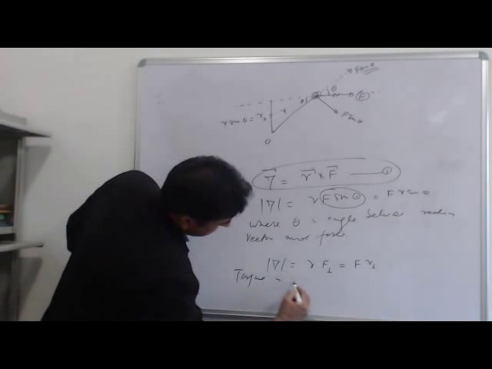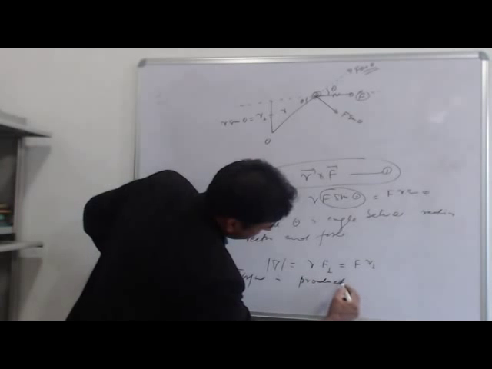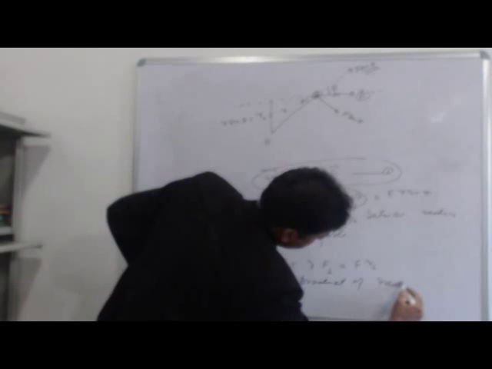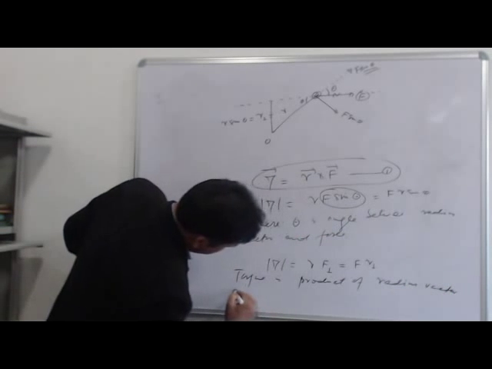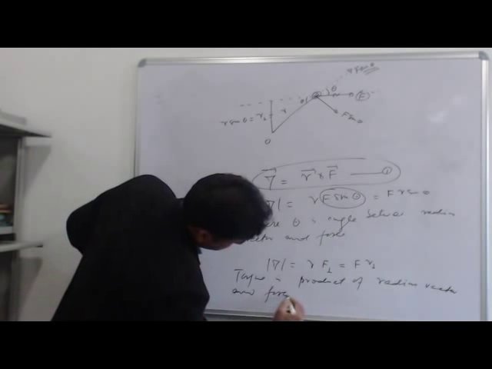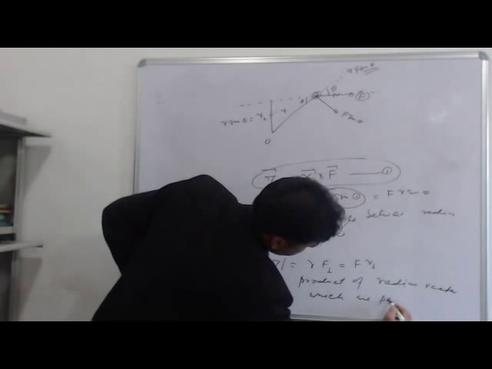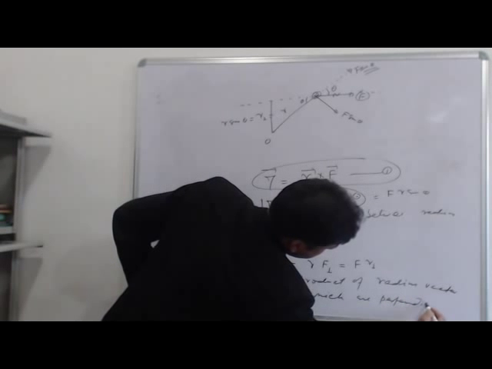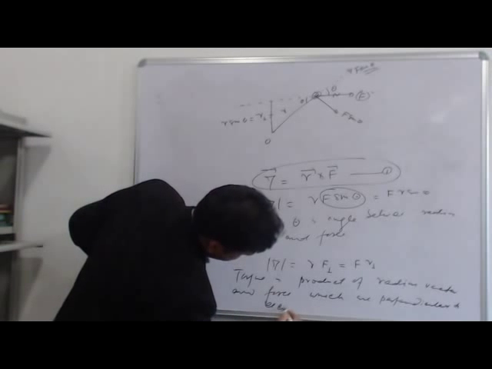In other words, let me write it like this. Torque is the product of radius vector and force, which are perpendicular to each other.